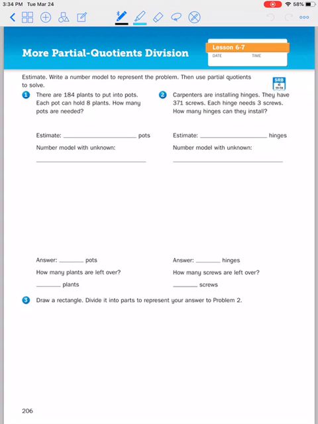I'm going to go over page 206 and 207 in your math journal. These are the journal pages for more practice on the partial quotient division strategy. As always, if you did not complete the page, try pausing the video, doing it yourself, and then playing it to see what errors you made.